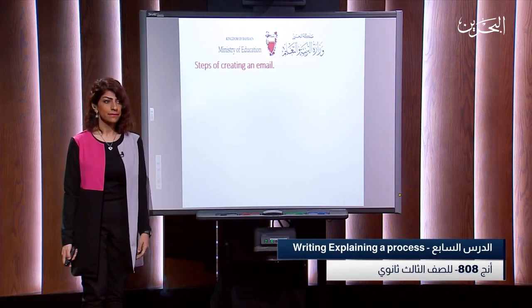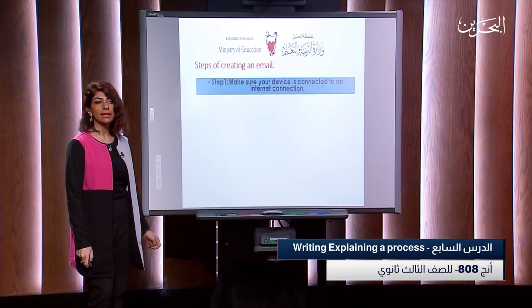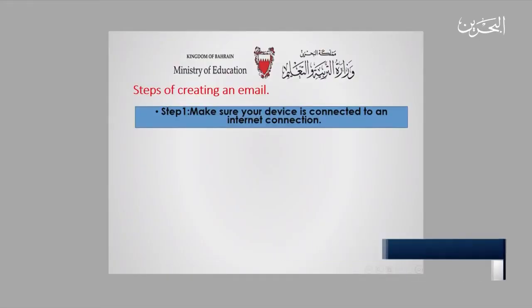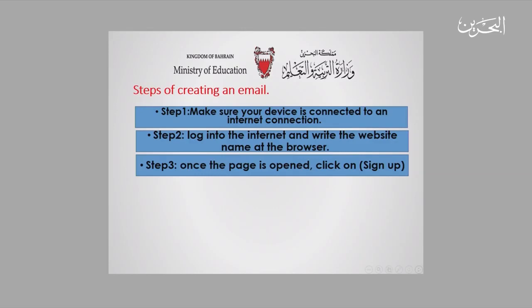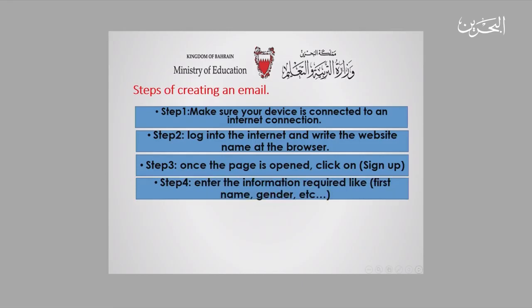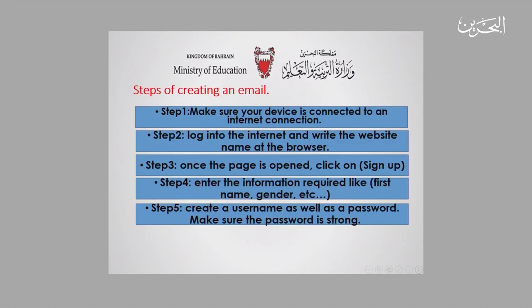Let's check the answers. Steps of creating an email. Step 1. Make sure your device is connected to an internet connection. Step 2. Log into the internet and write the website name at the browser. Step 3. Once the page is opened, click on Sign Up. Moving to Step 4. Enter the information required, like your first name, the gender, etc. Step 5. Create a username as well as a password.